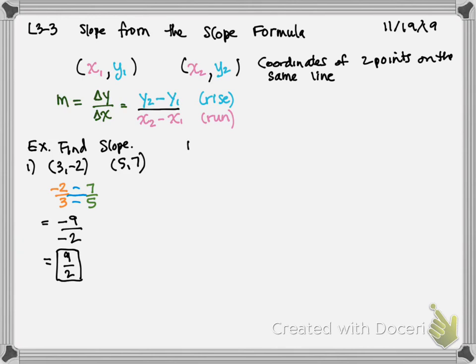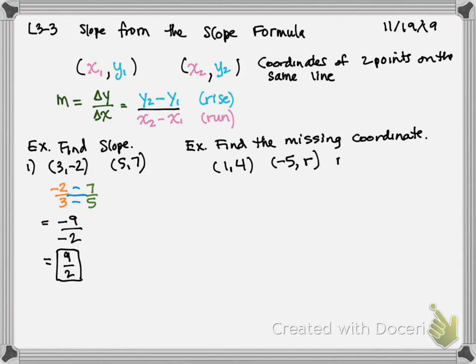The one that gets tricky is this one. Find the missing coordinate. So this one, I'm going to give you a coordinate, and I'm going to give you a partial coordinate, and strangely enough, I'm going to give you slope. Oops, sorry, not negative. Okay, so those are the 3 components you're going to get.